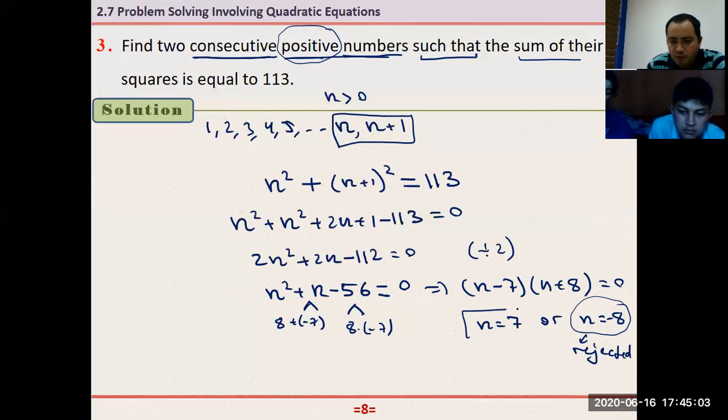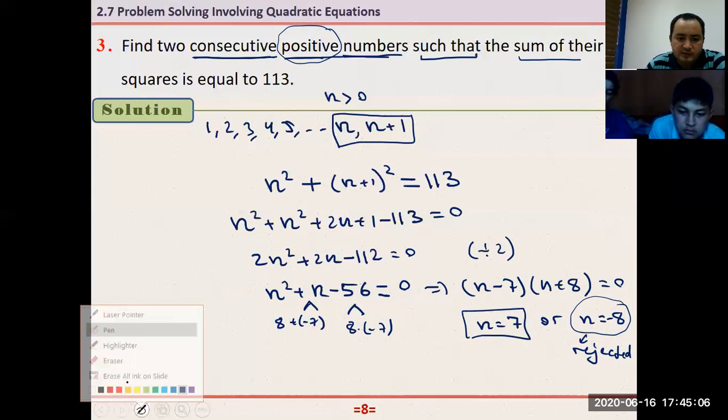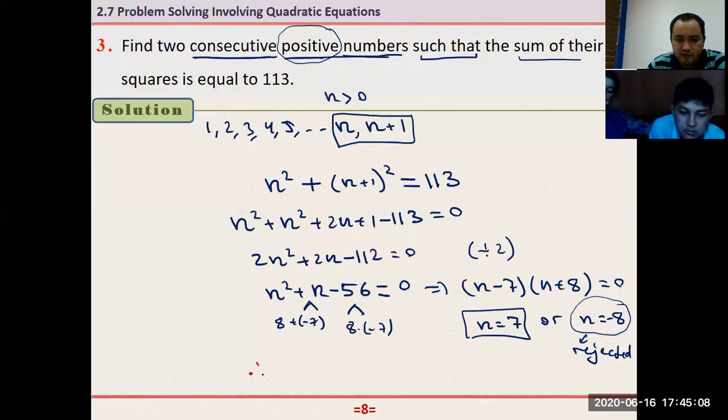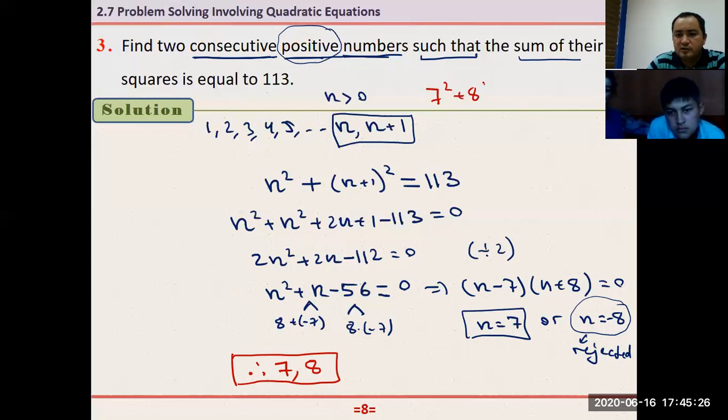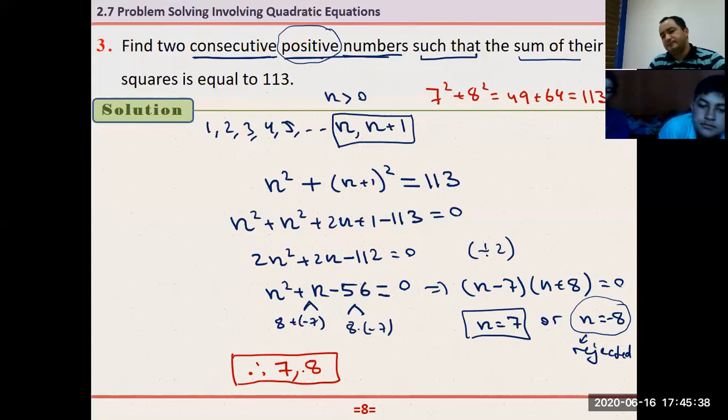So that is what we want. Then the answer is: it says find two consecutive positive numbers. The first one is 7, the second one is 8. As you see here, if you check this, 7 squared plus 8 squared is equal to 49 plus 64. That's equal to 113. Right? So it is correct. So that is the right answer.